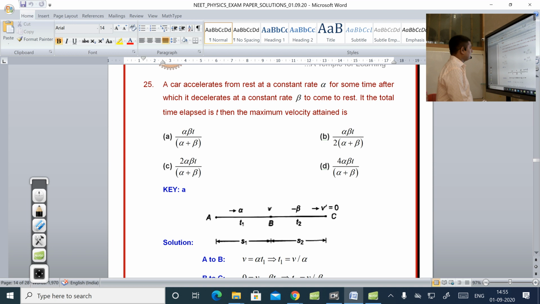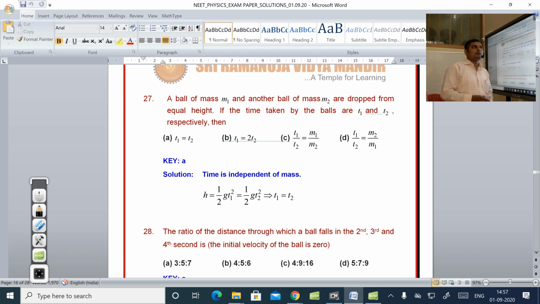Next one. 27th, a ball of mass m and another ball of mass m2 are dropped from equal height. Until now I have given questions based on equations of motion in the horizontal direction. Now from 27th onwards I am giving questions based on equations of motion in the vertical direction. If the times taken by the balls are t1 and t2, then as I told you, whenever two balls are dropped, both balls will reach at the same time, provided the air resistance is neglected. So here option A is correct.